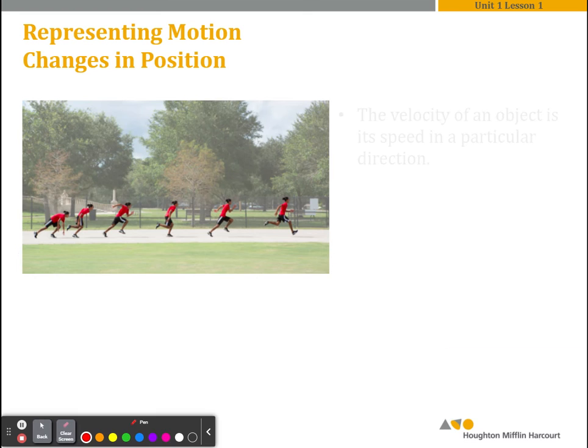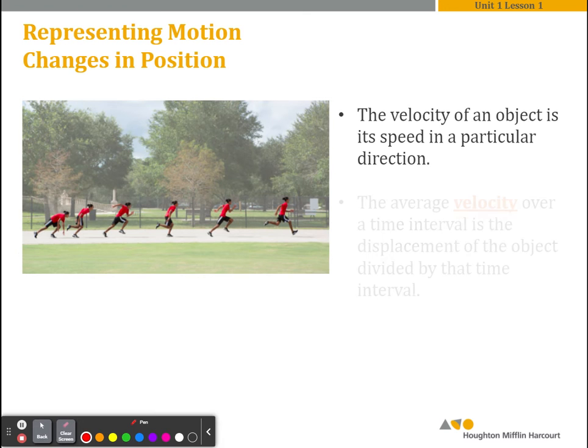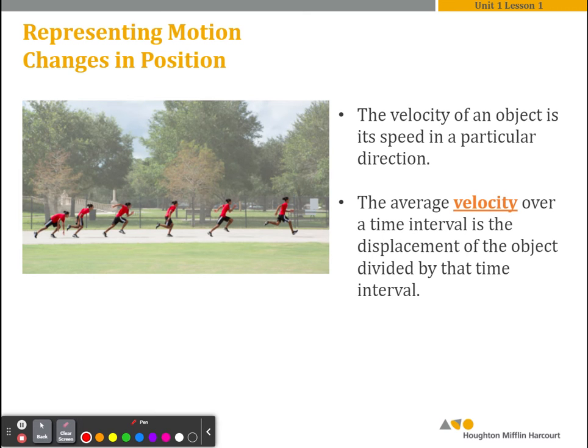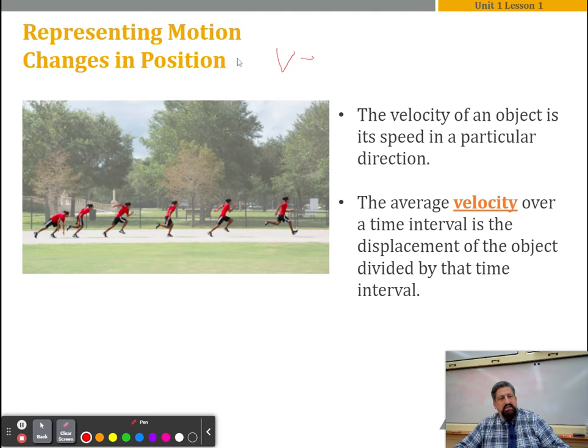Here we have a stop motion photograph. Stop motion, that's the wrong term. But we have a photograph of a sprinter that was taken at equal time intervals. So if we look at this sprinter, velocity is speed in a particular direction. That was a vocabulary word, right? So the velocity over the time interval is the displacement. Velocity, and this is on your formula sheet, velocity equals displacement.